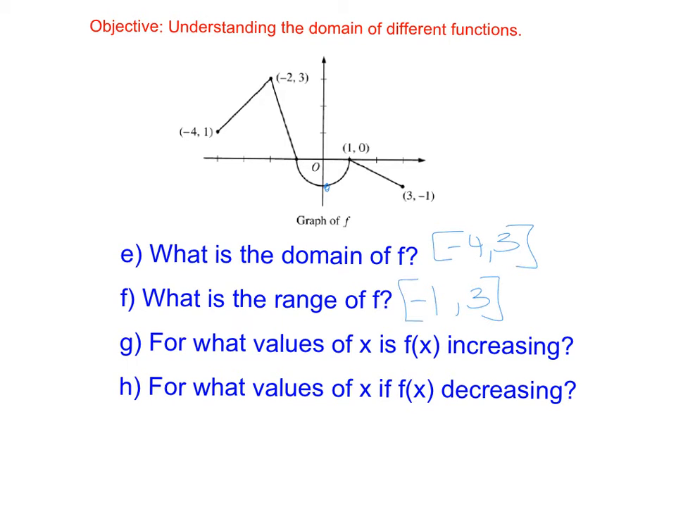Lowest, highest. For what values of x is f increasing? Increasing means the slope is positive. That is -4 to -2. And then here, it's decreasing, decreasing, decreasing. When we get to 0, it starts increasing again, going up. So then we have 0 to 1. Decreasing is everywhere else: -2 to 0 and 1 to 3.